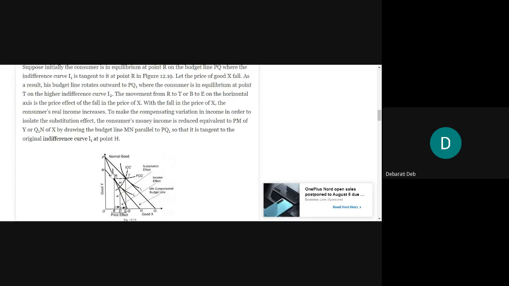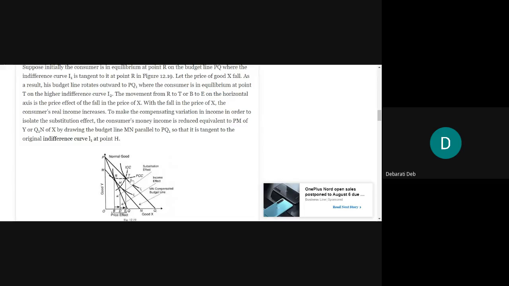Then what will be your next step? After drawing PQ and indifference curve I1, you will draw a new budget line from the point P itself, but you will shift the point Q to Q1 on the x-axis. So PQ1 is our new budget line, and indifference curve I2 is the new indifference curve, and this budget line PQ1 becomes tangent to the indifference curve I2 at the point T. Now the new equilibrium position turns out to be point T.